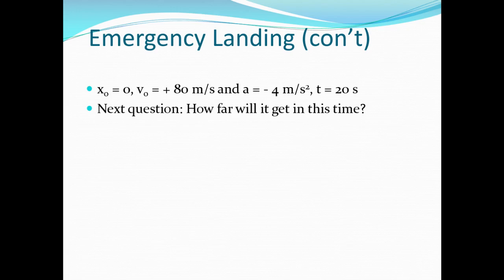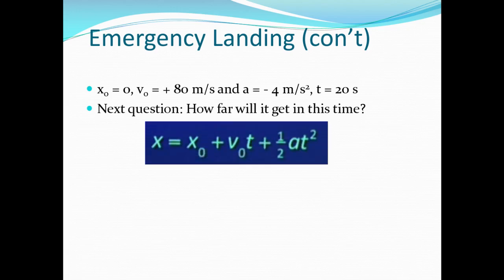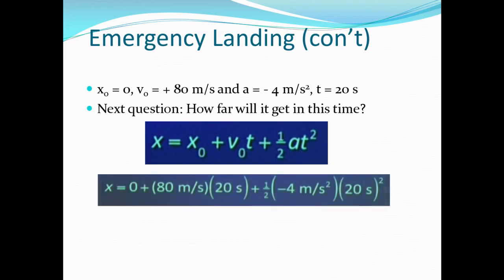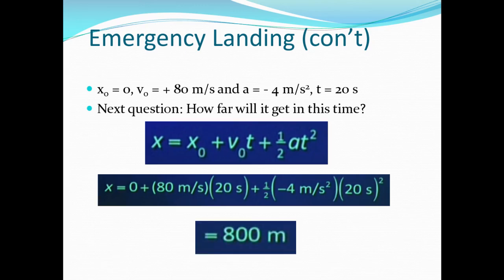Okay, next question, how far will it get in this time? Now we'll use our world line, because that's position as a function of time. The final position equals the initial position, plus the initial velocity times the time, plus 1/2 the acceleration times the time squared. So if we do the numbers, we start at an initial position of 0. Our initial velocity was 80 meters per second for 20 seconds, plus 1/2 negative 4 meters per second squared, our acceleration, and the time was 20 seconds again, but we have to square it. So if you do the numbers here, it comes out to be 800 meters.